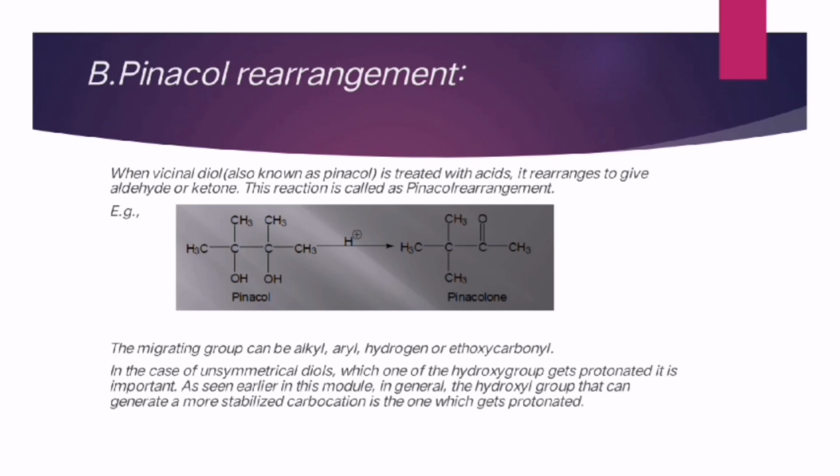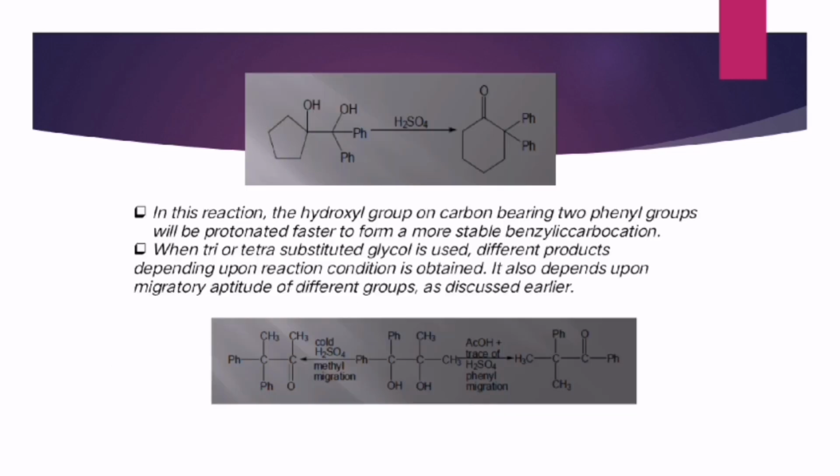So in the case of unsymmetrical diols, this above reaction is actually symmetrical, and now we're talking about unsymmetrical diol. Which one of the hydroxyl groups is going to get protonated is really important, because you cannot just do it as a random process. You cannot do it randomly, and it is really important to know which one of the hydroxyl groups is going to accept the proton first in the case of an unsymmetrical diol.